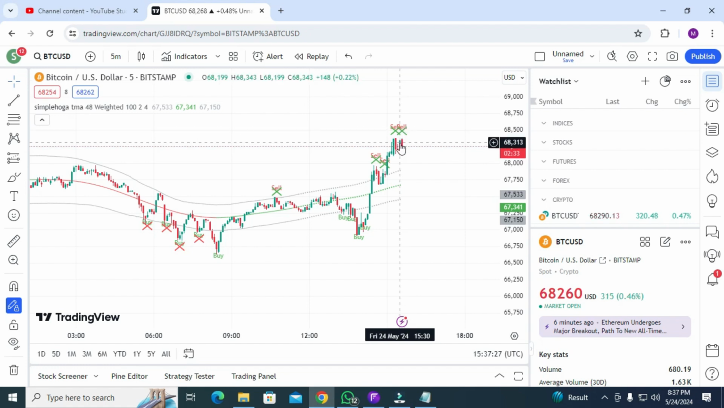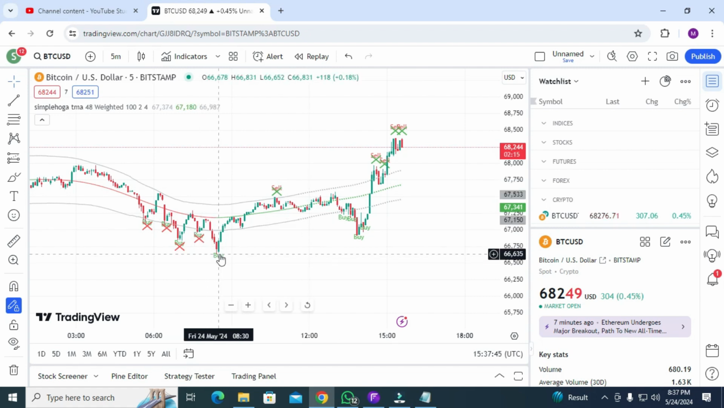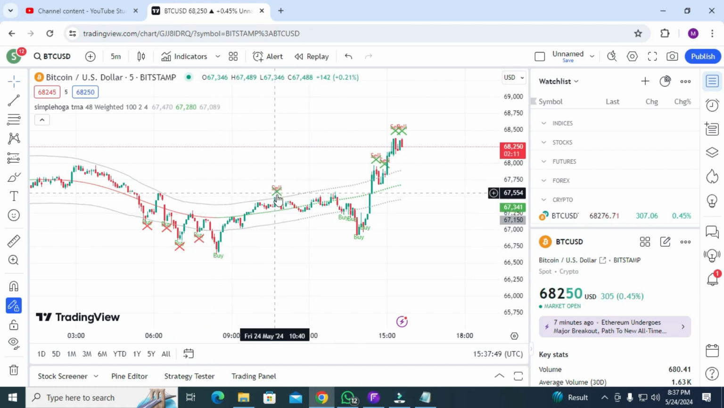It comes on time, it will not come late. You won't see the signal appear after 3 to 4 candles; the signal will appear on the same candle and on time. It will never delay the signals. The second thing is, if you get only a buy signal, that means you can go for the buy trade and you can book your profit here.